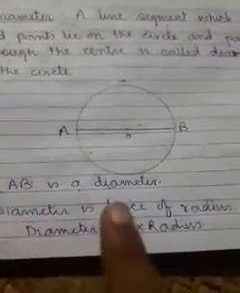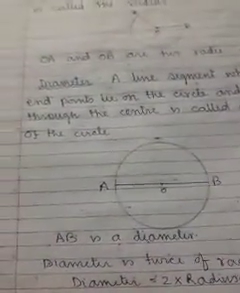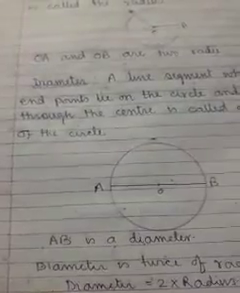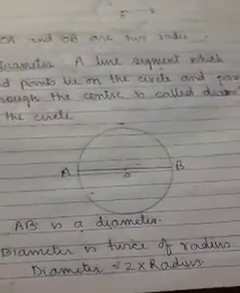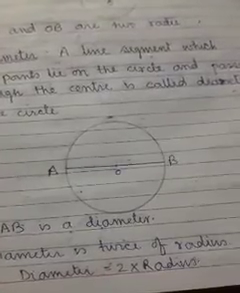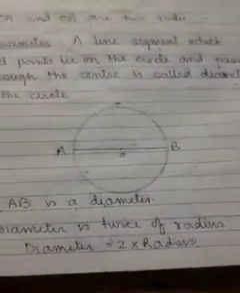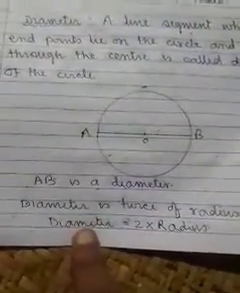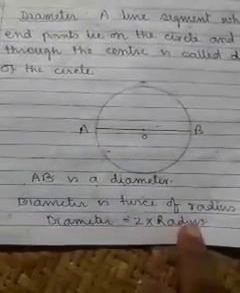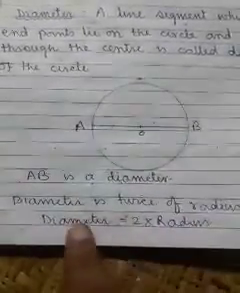So AB is the diameter, and remember, diameter is twice the radius. If anybody asks that the radius of a circle is 2 centimeter, what will be its diameter? Just multiply it by 2, double it, 2 twos are 4. If radius is 3, it will be 2 threes are 6. So from here we have derived a formula, diameter is equal to 2 into radius. If you know the radius, you can easily find the diameter. So this formula is very important.